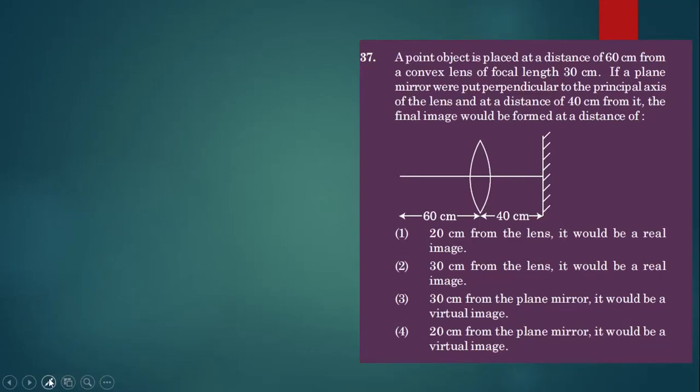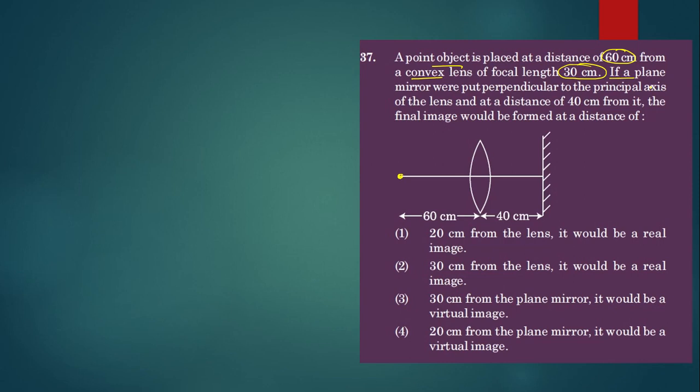Hello everyone, let's continue our discussion. In this question, there is a combination of a convex lens and a plane mirror. According to the description given in the question, a point object is placed at a distance of 60 cm from the convex lens whose focal length is 30 cm. So definitely the object will be here.